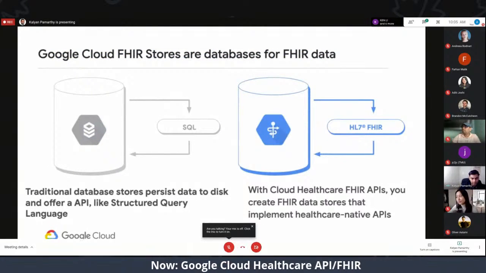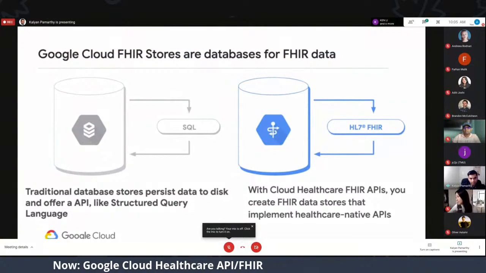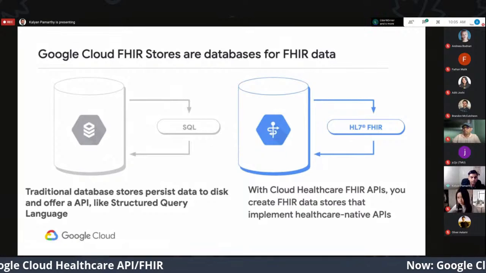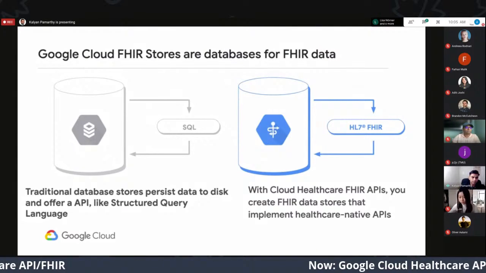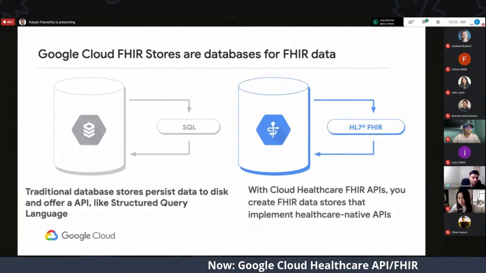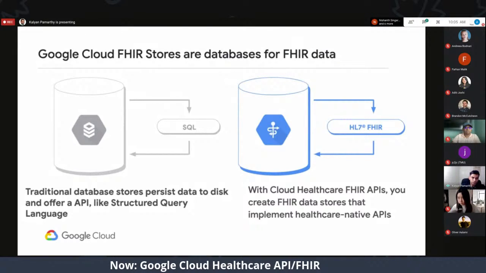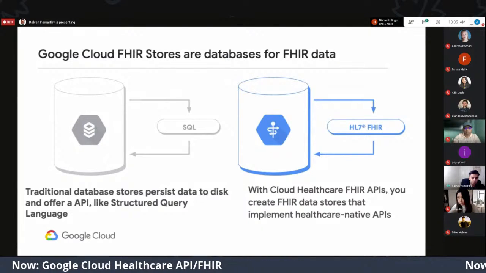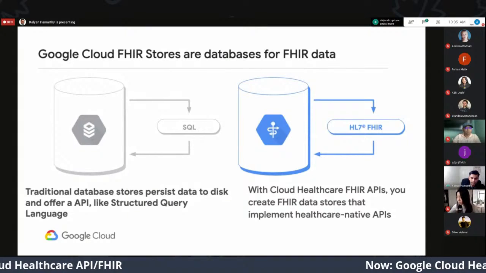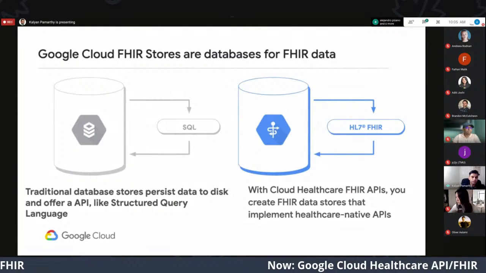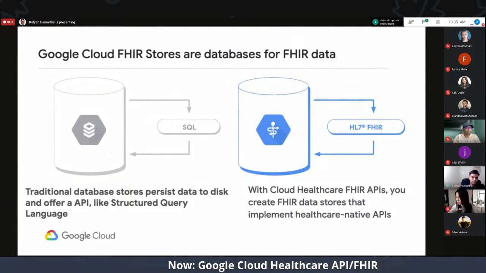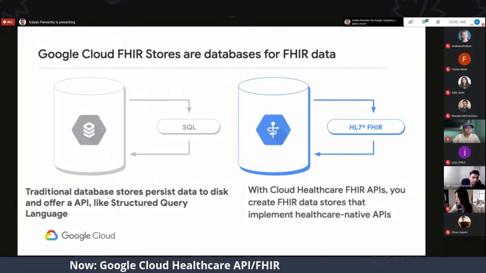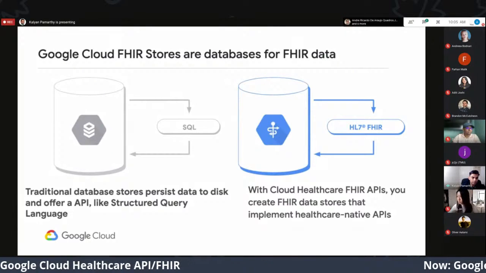So let's dig into some of the details, right? And so the concept that is core to the FHIR APIs in the Cloud HealthKit API is this idea of a FHIR store. And you'll hear me talk about a FHIR store quite a bit over the next few minutes. And once you start playing with the APIs, you'll deal a lot with FHIR store. So simply put, a FHIR store is like a database for FHIR data in the Cloud HealthKit API, right?